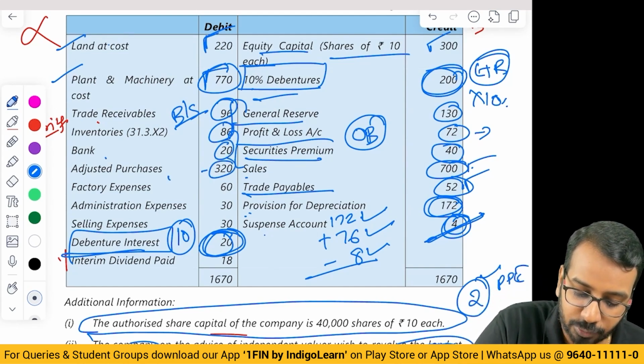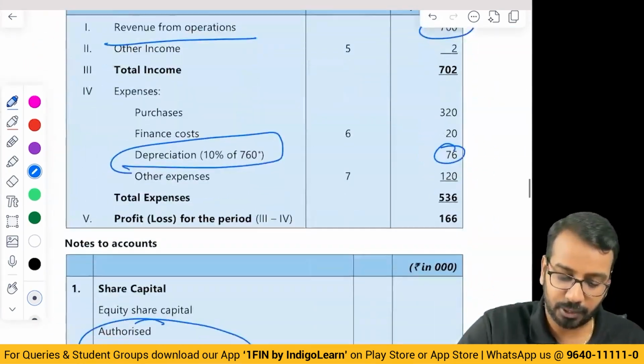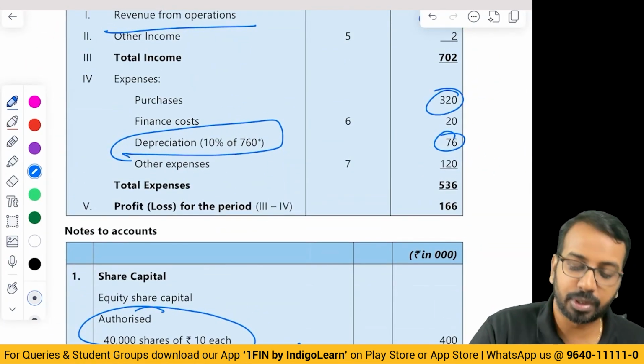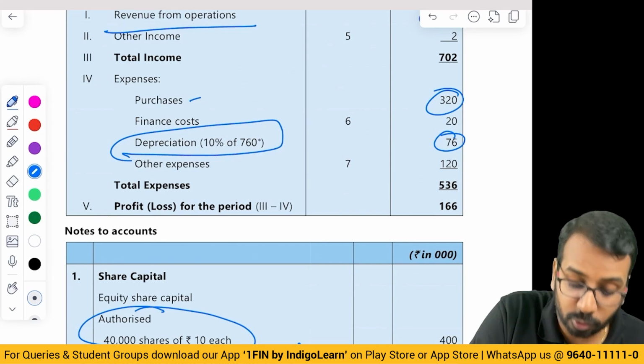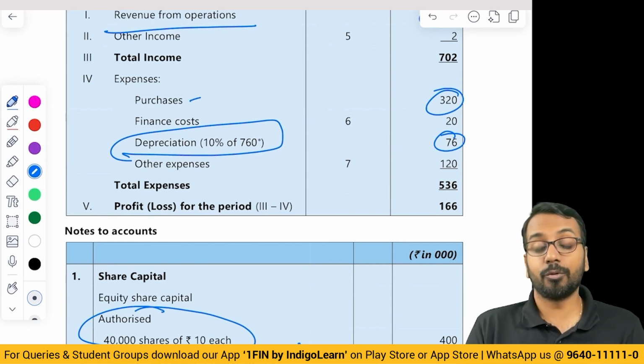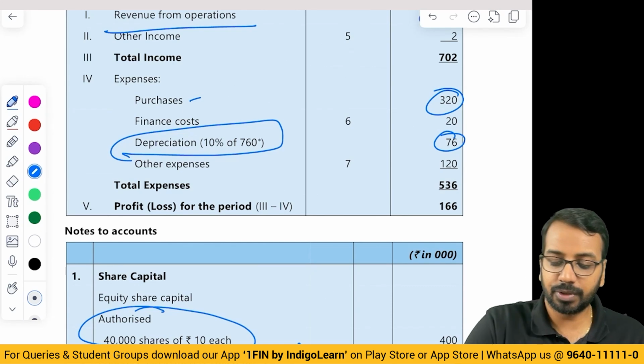Adjusted purchases 320. So this, if you see here, 320 has been written. Sir, why did we not write total purchases? Because we don't have opening stock information. Because we do not have opening stock information, we cannot adjust it.